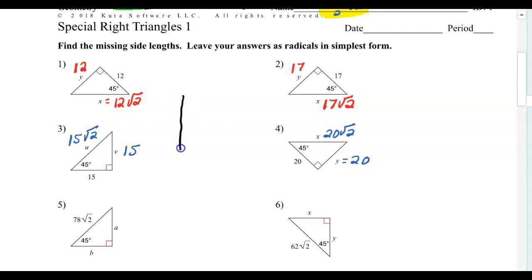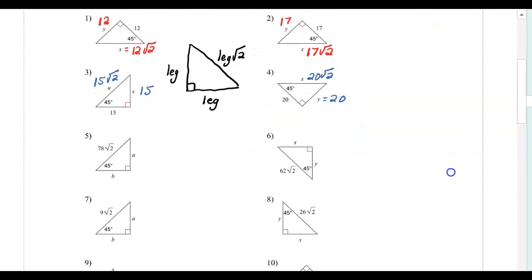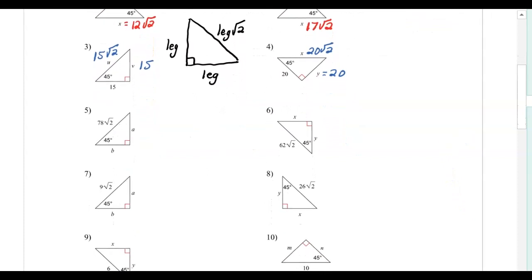So all 4 of these problems use this relationship that the legs are equal and then the hypotenuse is leg square root of 2. Now, if we look at problem number 5, we can see that the hypotenuse is 78 square root of 2. So that matches up very similar to the other problems. So each leg is 78.